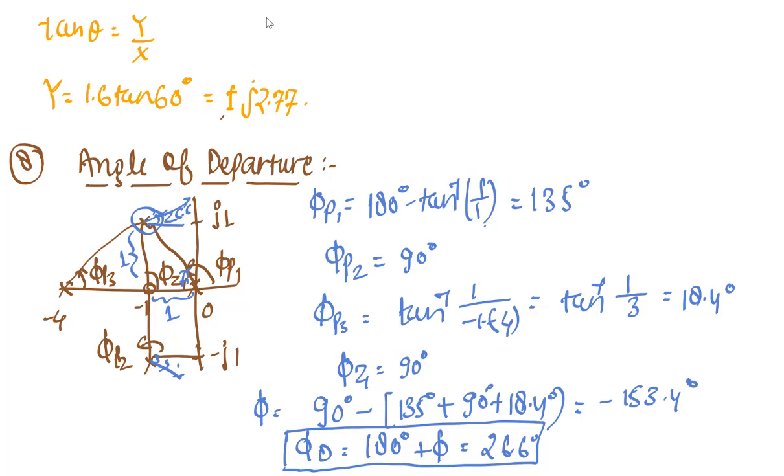Next is the intersection of asymptotes with the imaginary axis. We have the formula tan theta is equal to y by x, where x is the distance of the centroid from the origin. The centroid is at minus 1.6, so 0 minus minus 1.6 gives 1.6. So 1.6 tan 60 will become j2.77. J is added because of the imaginary axis.